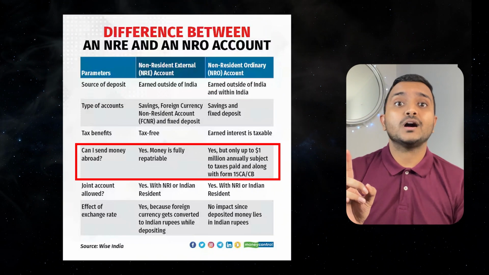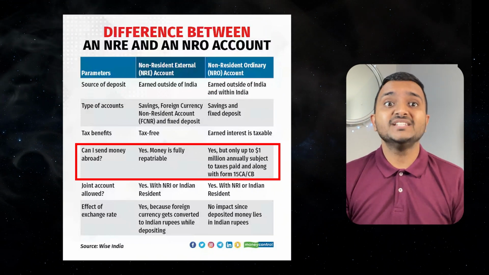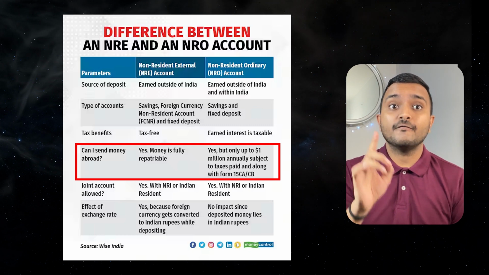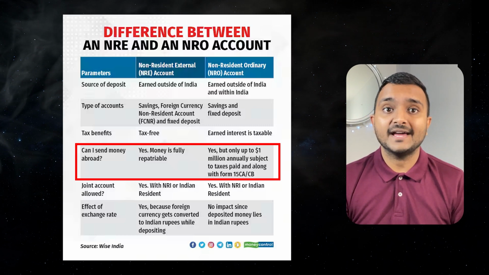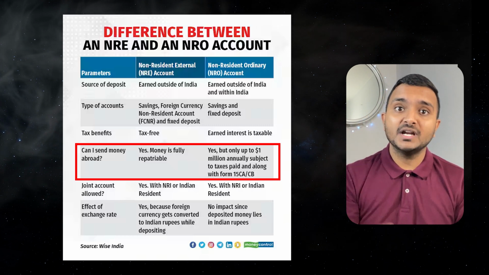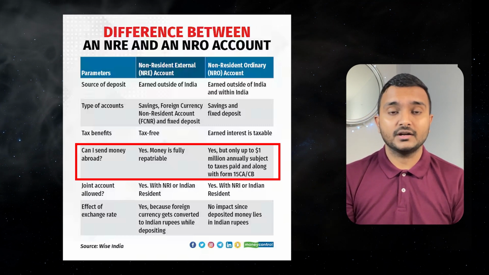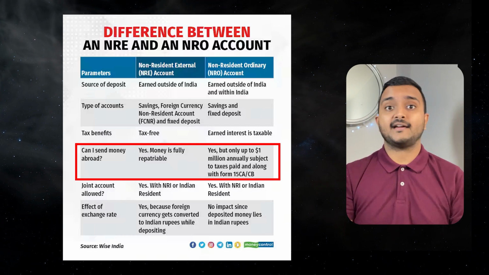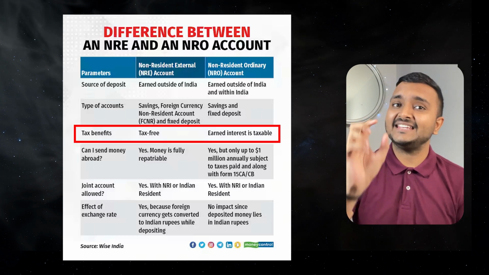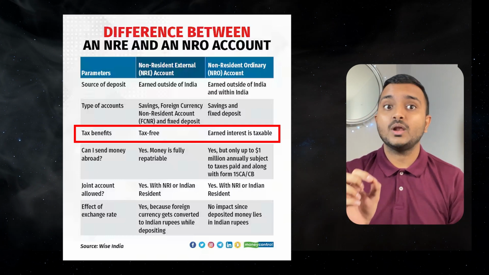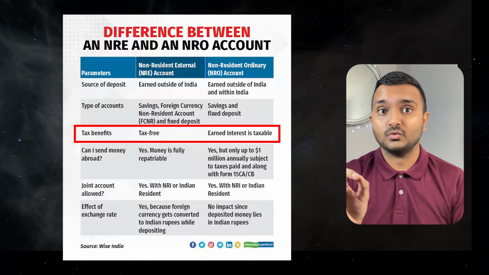A few things to keep in mind: an NRE account is repatriable, meaning you can transfer your money to your country of residence without any restrictions, whereas in an NRO account you have a cap of $1 million per year to transfer back to your current country of residence, say Canada or US. The second point is that in an NRE account, interest earned is non-taxable, whereas in an NRO account it is taxable.